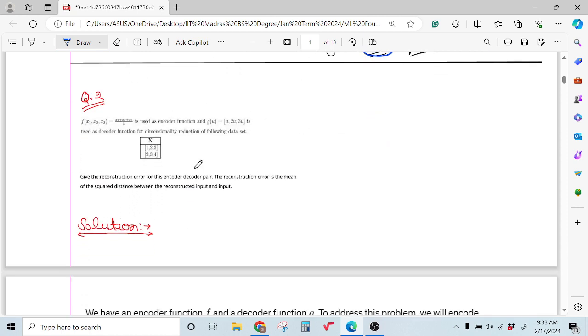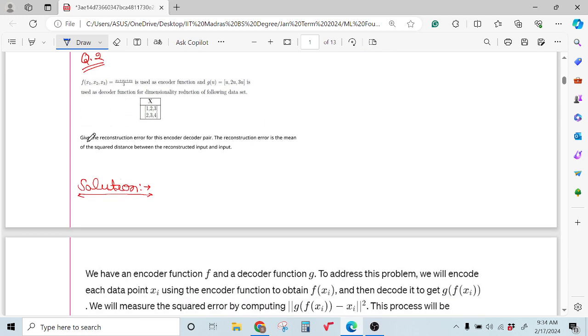The next problem: f(x1, x2, x3) = (x1 + x2 + x3) divided by 3 is used as an encoder function, and g(u) = (u, 2u, 3u) is used as decoder function for dimensionality reduction of the following data set. We have to give the reconstruction error for this encoder decoder pair. The reconstruction error is the mean of the square distance between the reconstructed input and input.